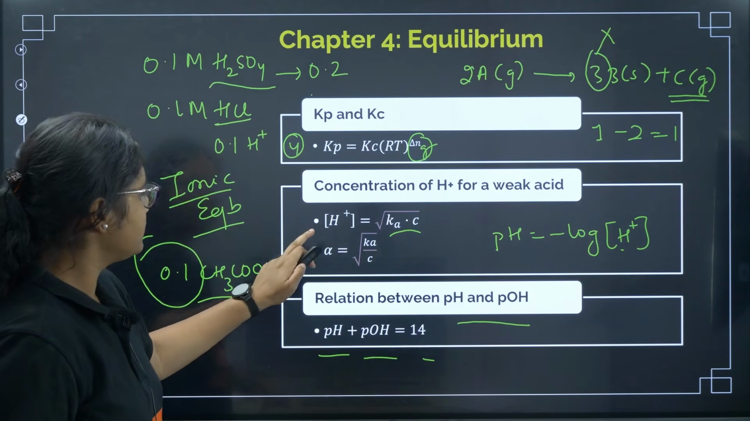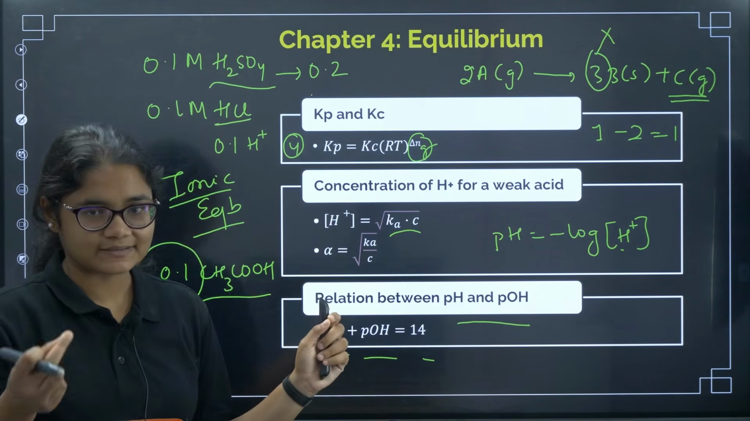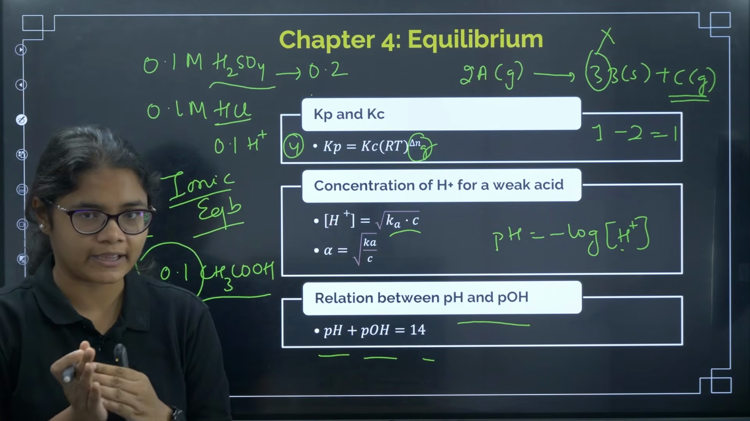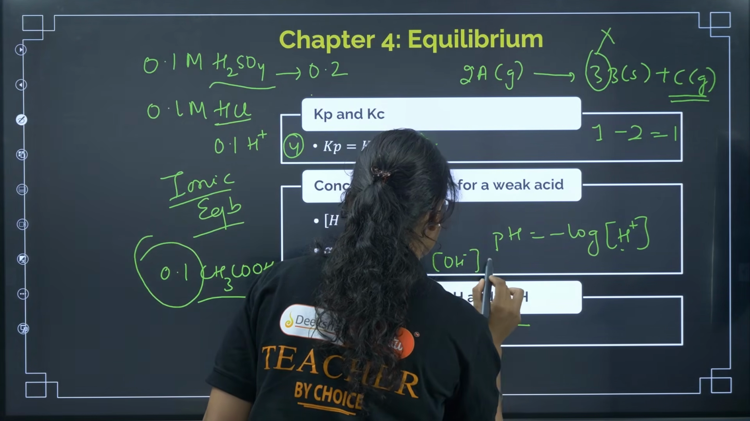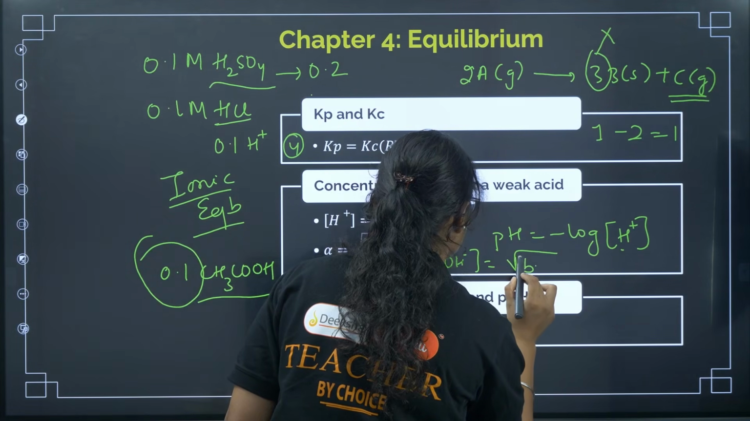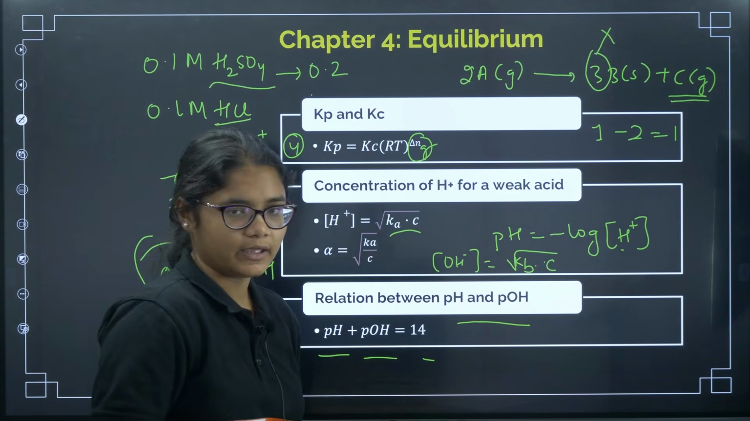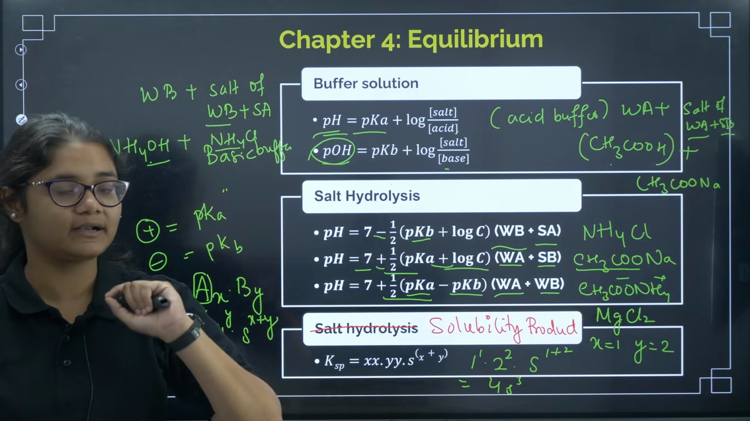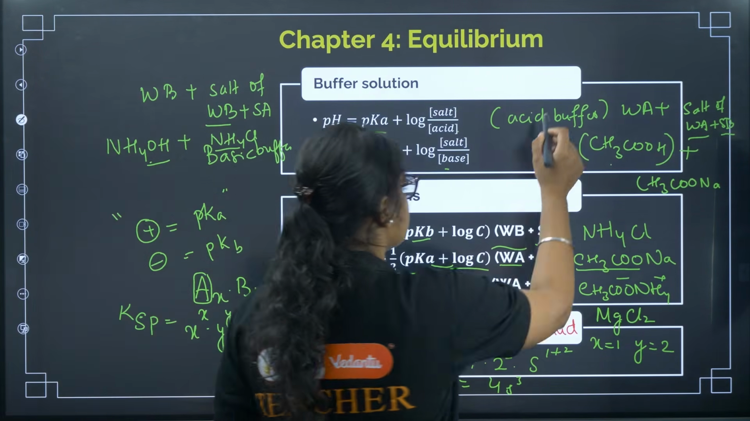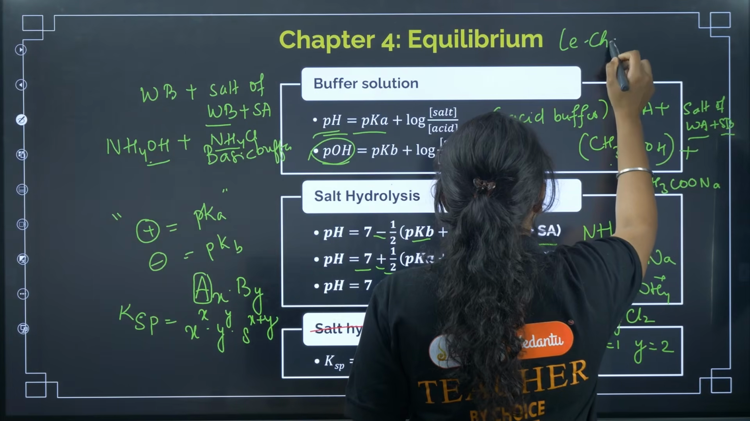One more here I'll add, like how we have for weak acid H plus concentration is root over of Ka into C. Similarly for weak base the OH minus concentration will be root over of Kb into C. Okay. One more thing, another topic which you must revise, that is a theoretical topic, is your Le Chatelier's principle.